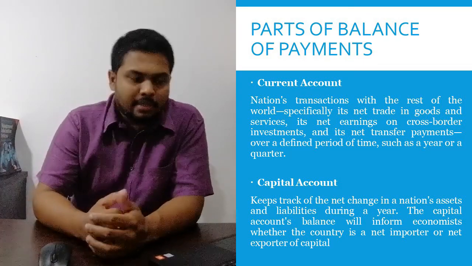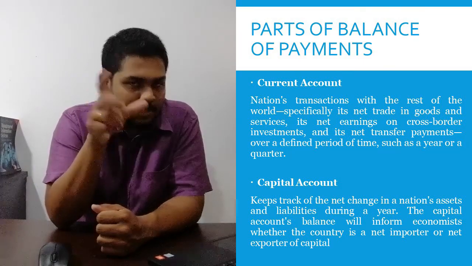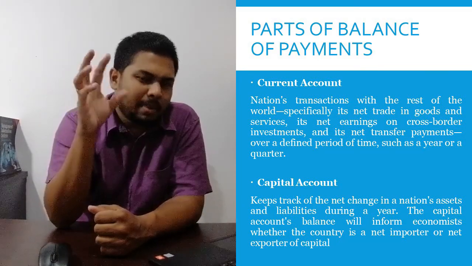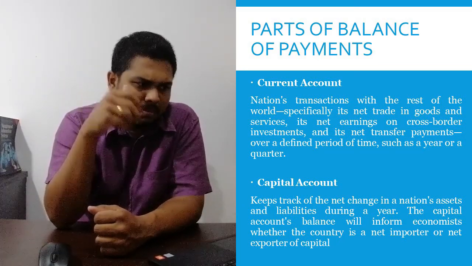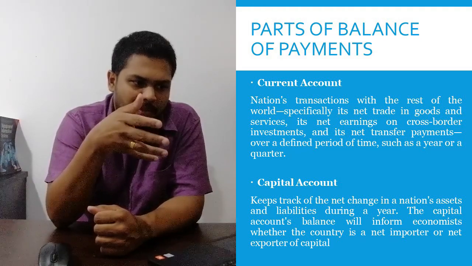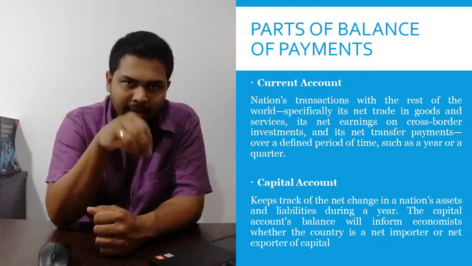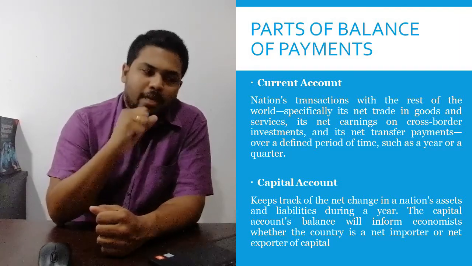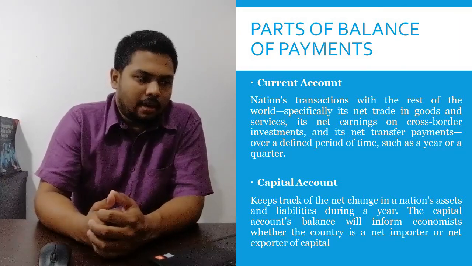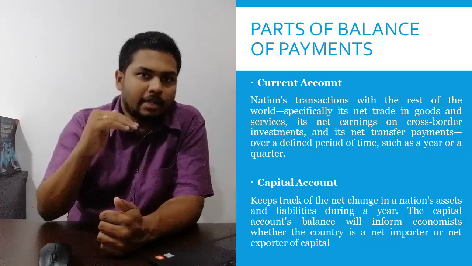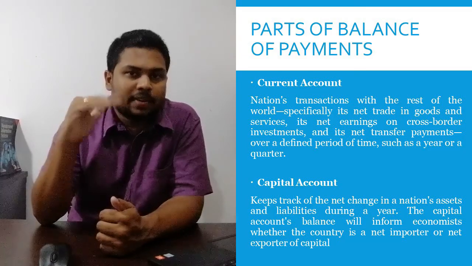Right. So the second one is the capital account. The first one was the current account, and the second one is the capital account. What do you mean by capital account? By its name, it's obvious that it is related to the assets and the liabilities that a country has. The capital account keeps track of the net change in the net assets as well as the liabilities of a country.